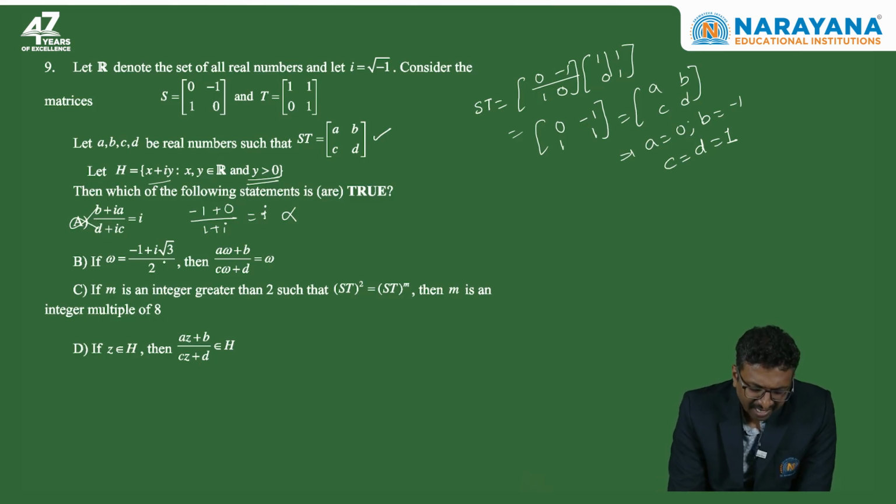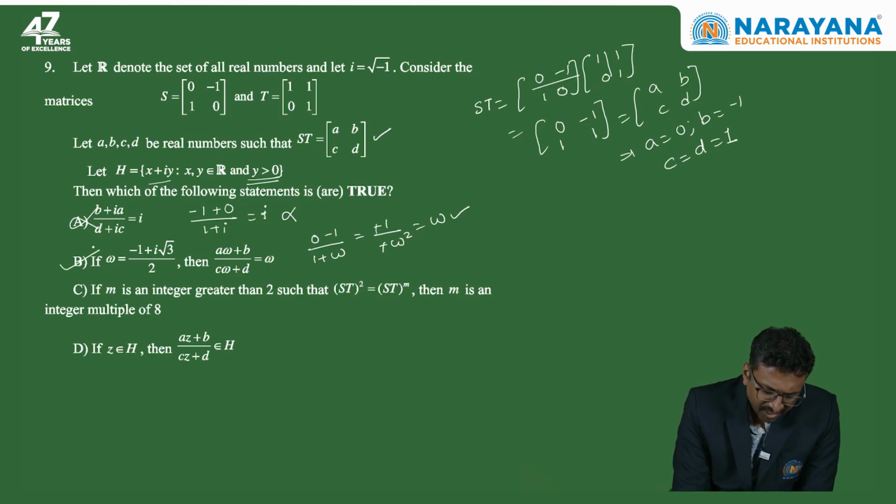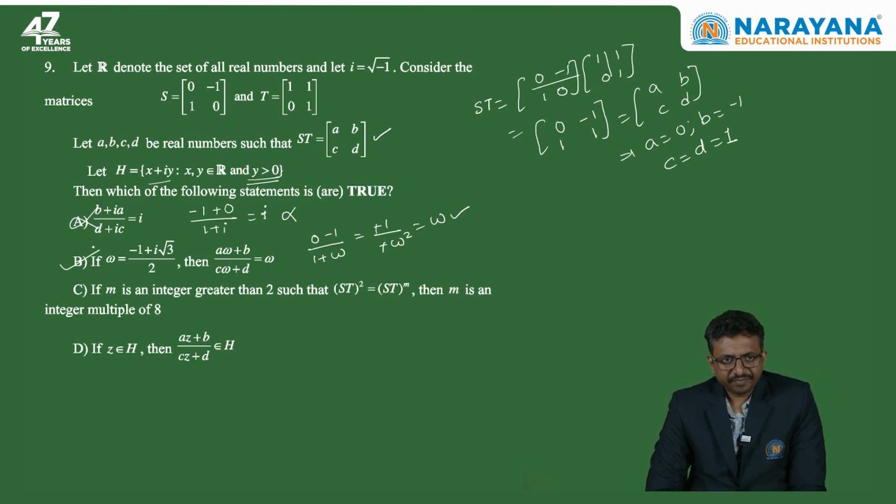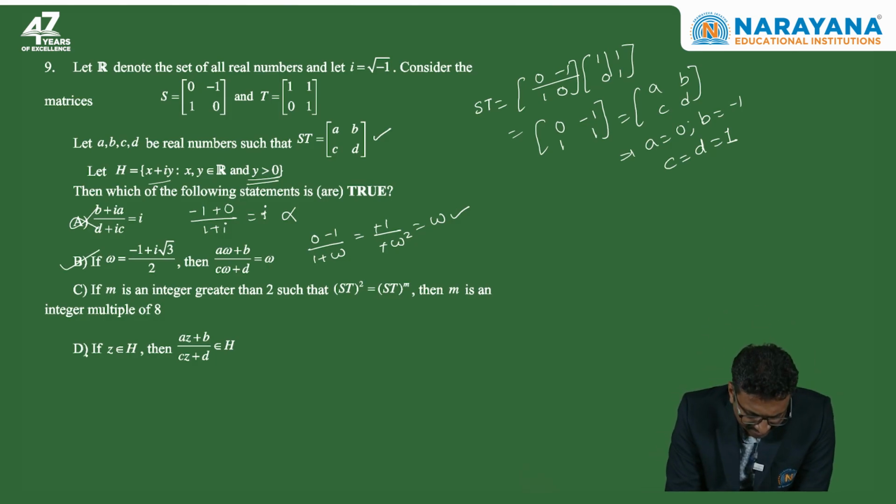So if omega is minus 1 plus I root 3 by 2, which is the complex cube root of unity, A omega plus B by 0 minus 1 by 1 plus omega is equal to omega, which is correct, I think. Minus 1 by 1 plus omega is minus omega square. So 1 by omega square is omega. So LHS is equal to RHS. So B is correct. Next, let's go for D option.